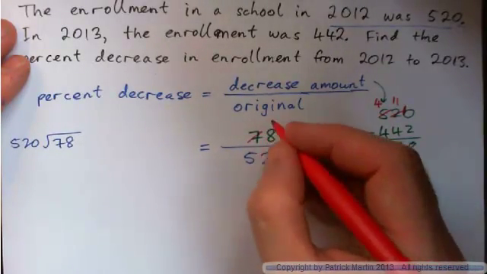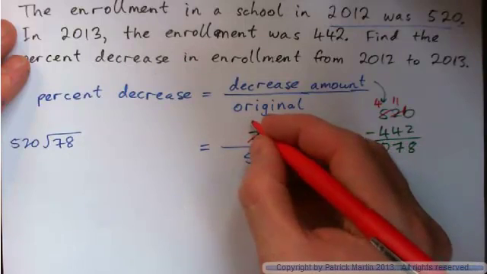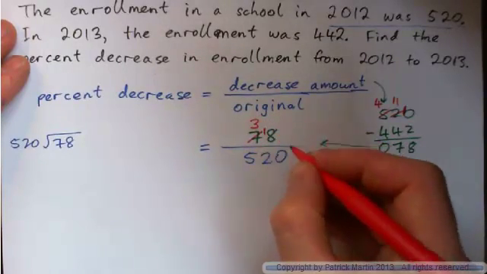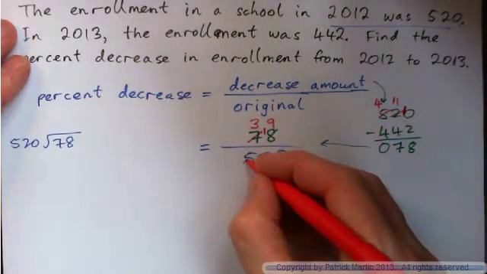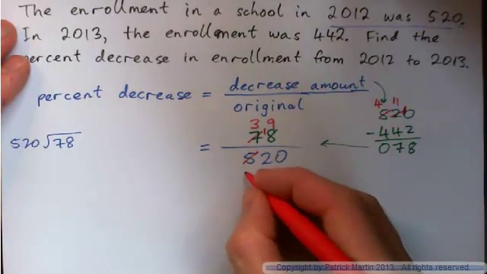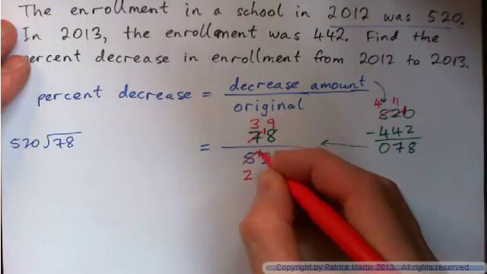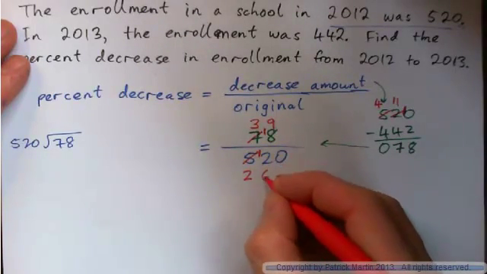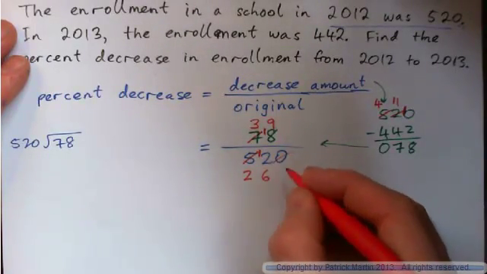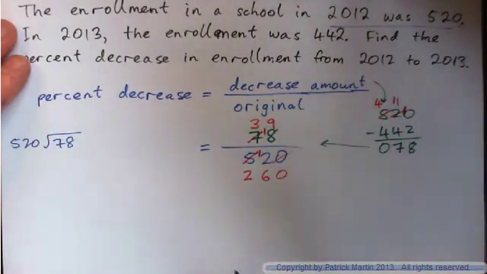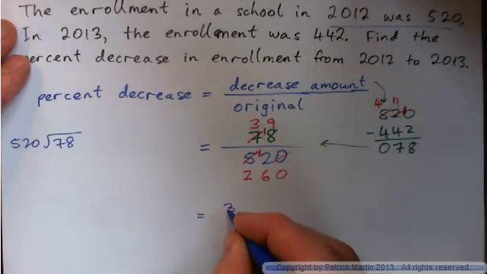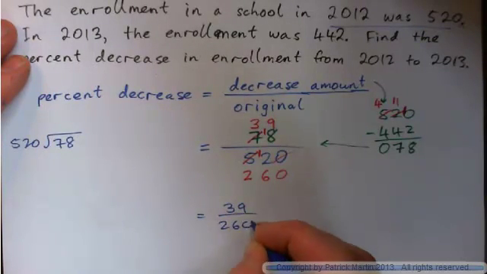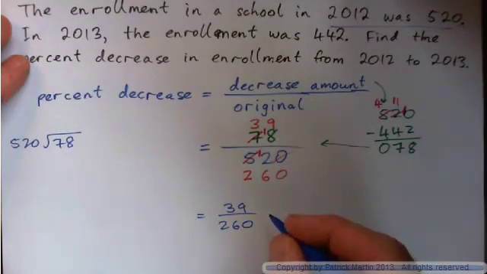2 into 7 goes 3 times, remainder 1. 2 into 18 goes 9 times. 2 into 5 goes twice, remainder 1. 2 into 12 goes 6 times. 2 into 0 goes 0 times. So we get 39 over 260, and of course you could do the long division, or you could keep trying to simplify this even further.